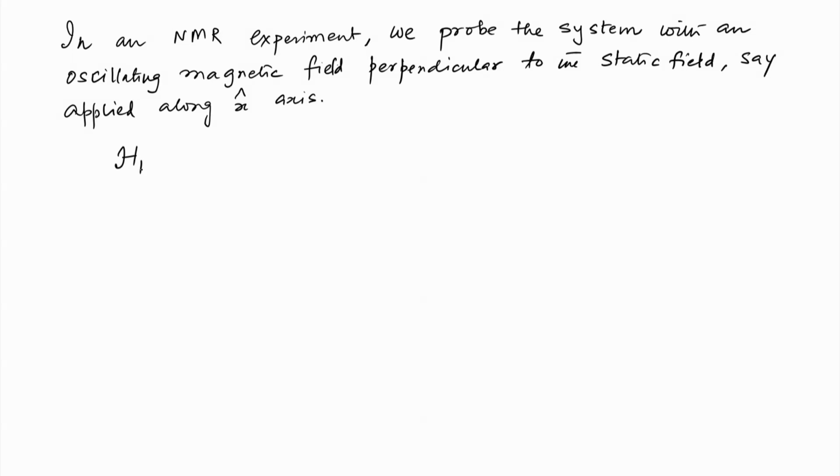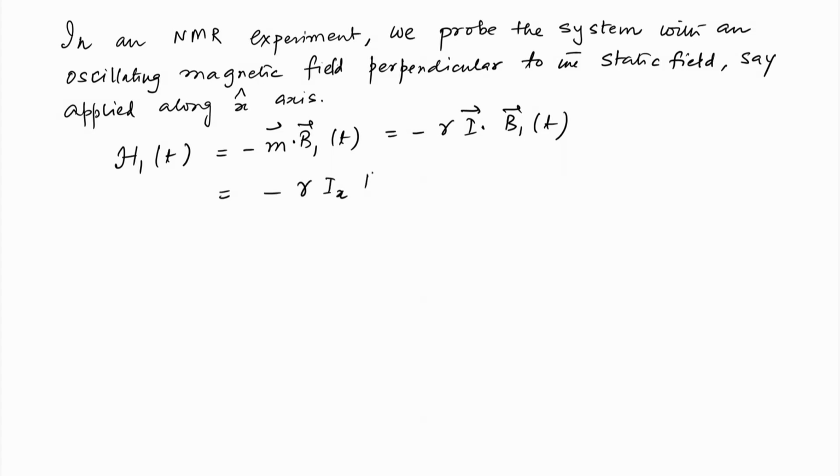Now, this is an RF field, and it is not a static field, it depends on time in a sinusoidal manner, and this Hamiltonian is equal to minus mu dot B 1 of t, which is equal to minus gamma, the nuclear spin I dotted with this RF field. And now, since B 1 is in the x direction, the x component of the nuclear spin survives, and one gets a Hamiltonian of this form. So, in order to compute the transition frequency, let us see what we can do about that.